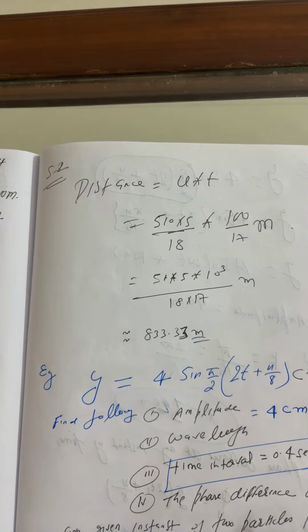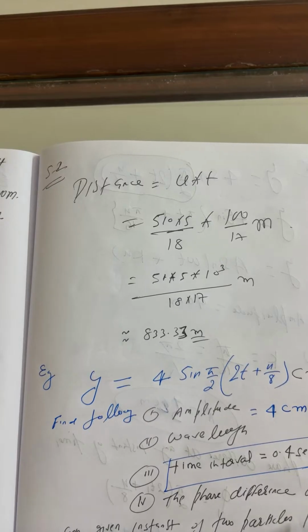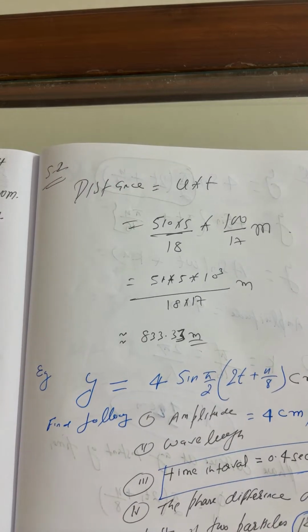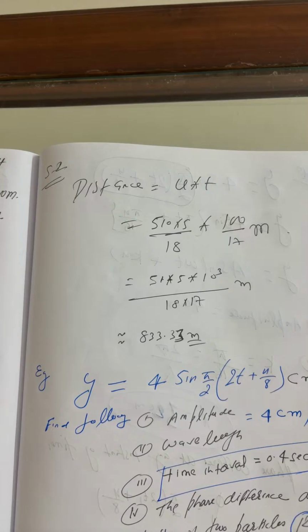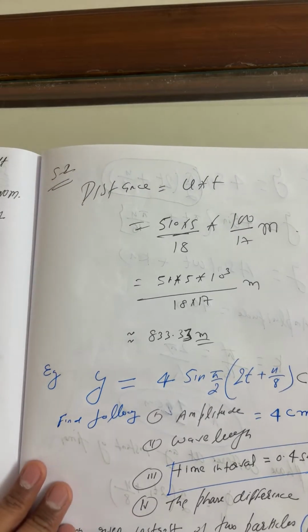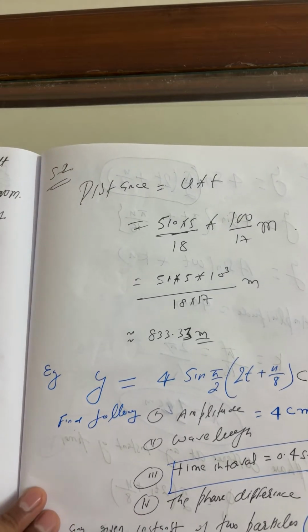The phase difference at any given instant of two particles is 12 centimeter. Phase difference, right? What does the question say here? There is a path difference of 12 centimeter. So for this condition, we have to find the phase difference.